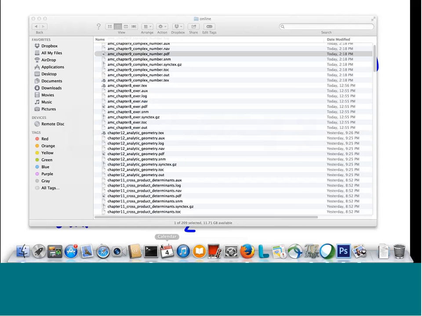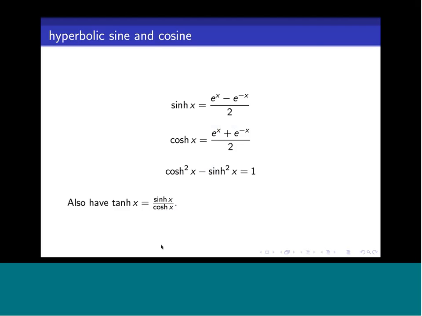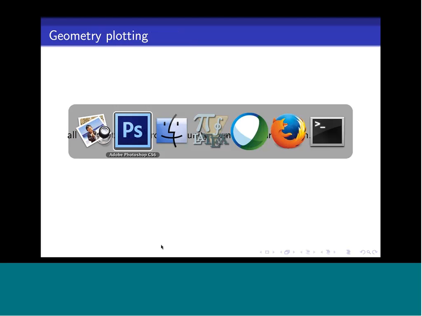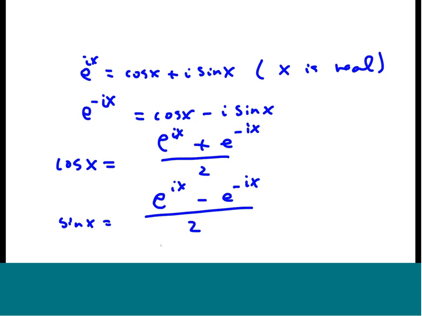You can also define tangent. This thing I also never see the use of, but it's just knowledge, just a function in there. That's all. Now the roots of unity, that's very interesting: geometry plotting. Let me work with it a little bit.